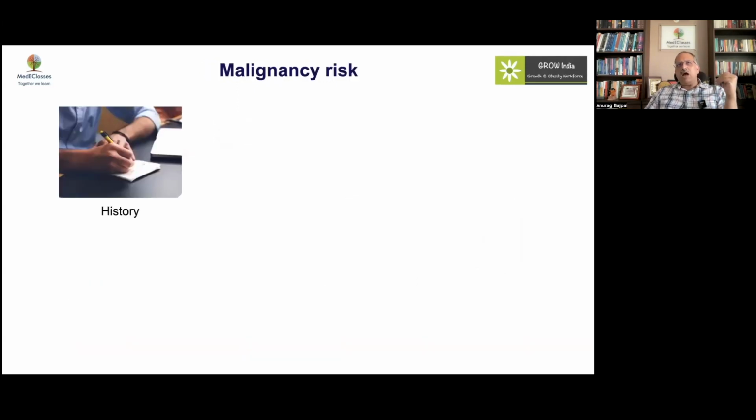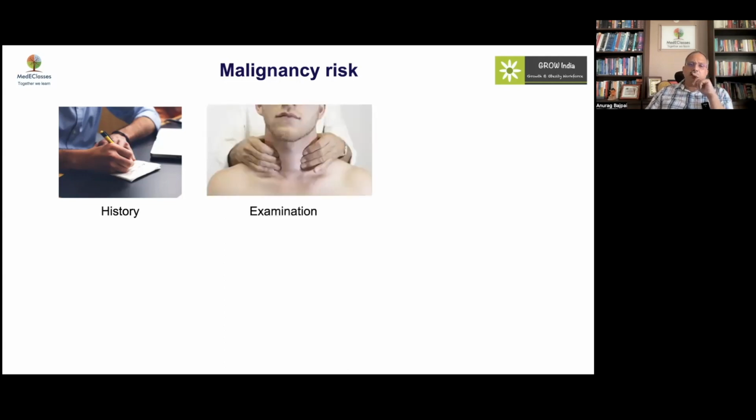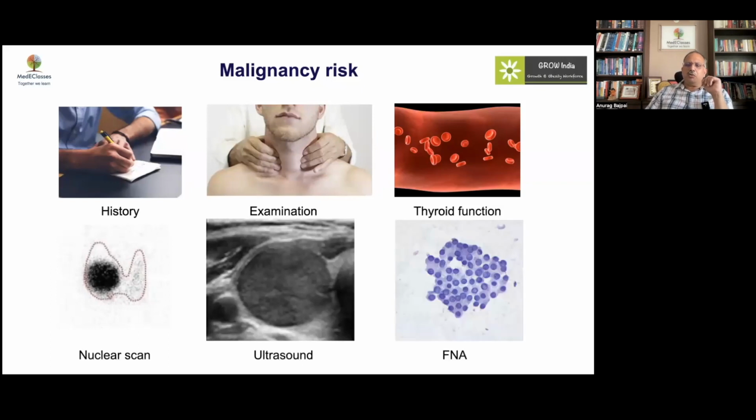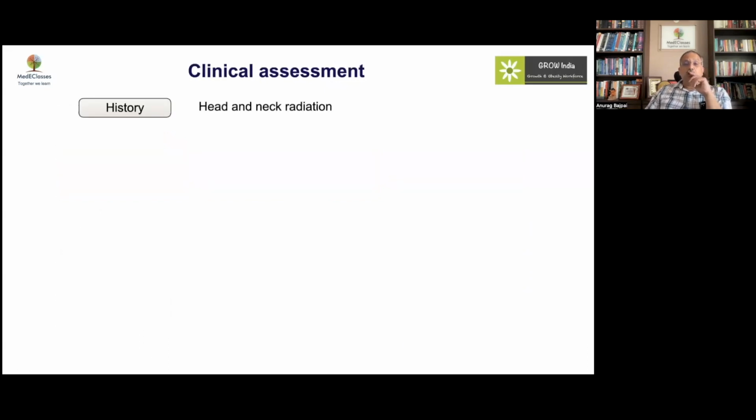Now, when we are assessing a child who comes to us with a thyroidal swelling, the key question is, what is the malignancy risk? So the history becomes very, very important. You have to record how long the lesion has been there. Has there been a progress? Has there been a family history? So a lot of factors have to be looked into in terms of history, a careful clinical examination, assessment of thyroid functions, nuclear scan, ultrasound, and FNAC. And we'll discuss the role of each and every parameter one by one to identify what is best in that regard. So you have to ask for history of head and neck radiation, which is often obvious.